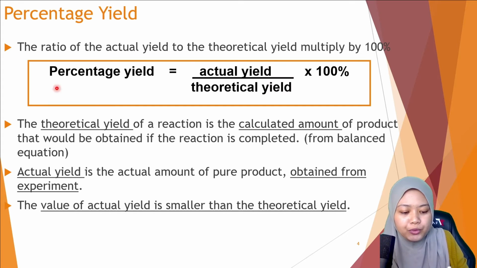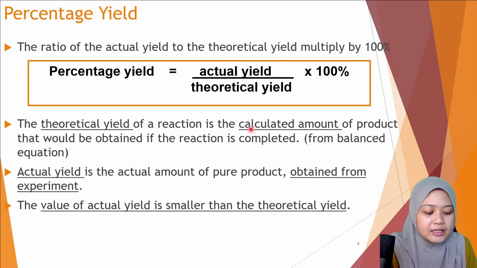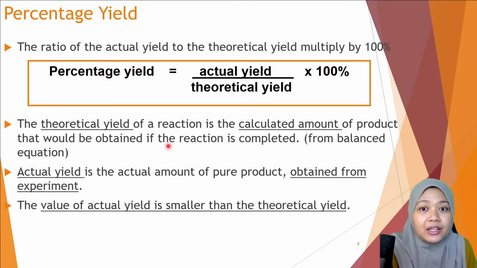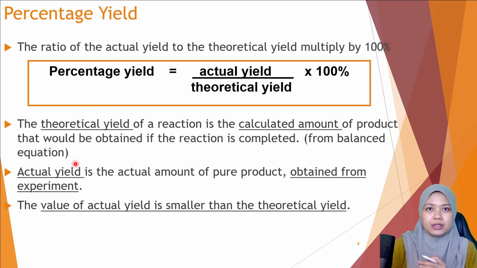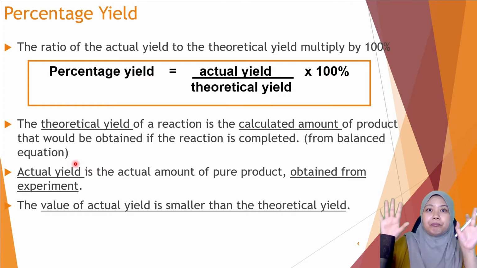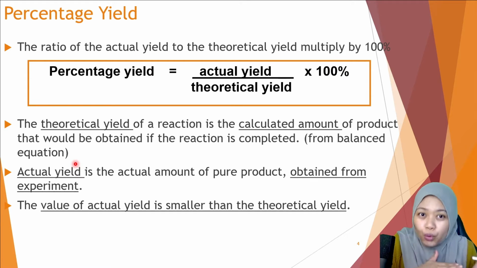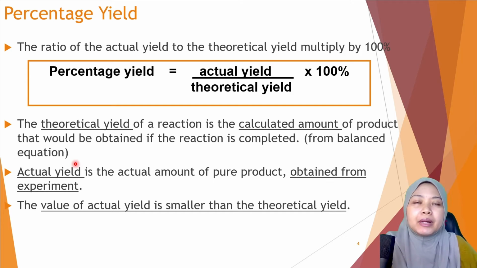This is the formula. Theoretical yield is the calculated amount of product that will be obtained if the reaction is completed. Daripada balanced equation, you buat perbandingan, or we call it you buat stoichiometry, which is perbandingan ratio mole. Kemudian produk dia dapat berapa? Okay, that product we call it as theoretical yield.